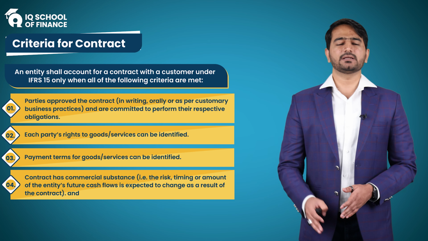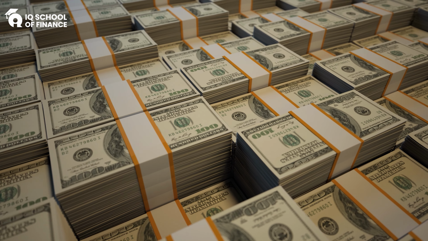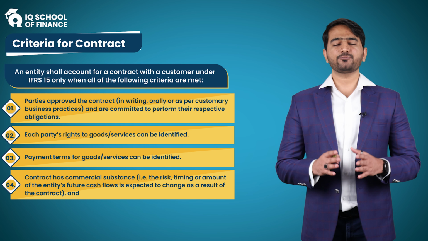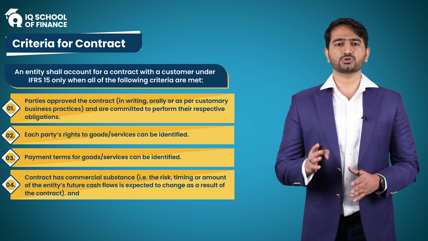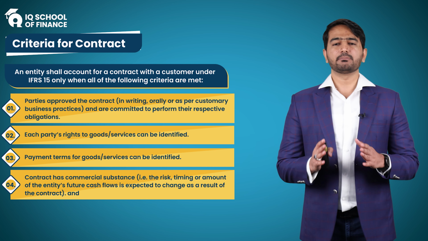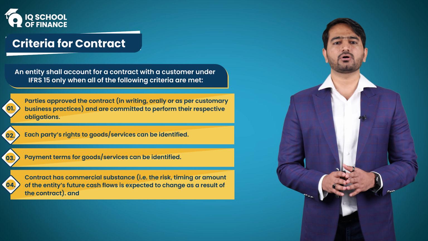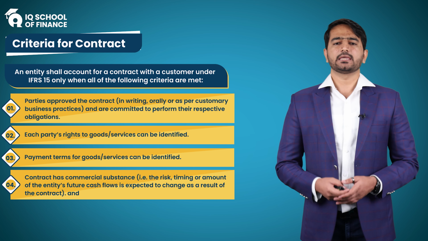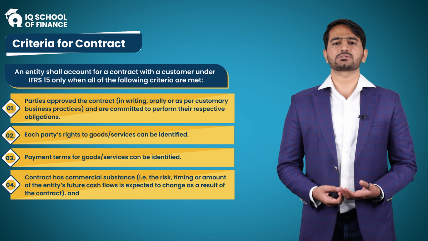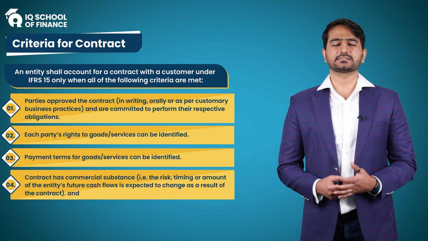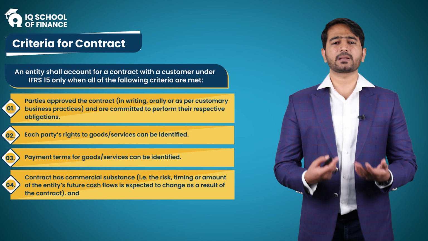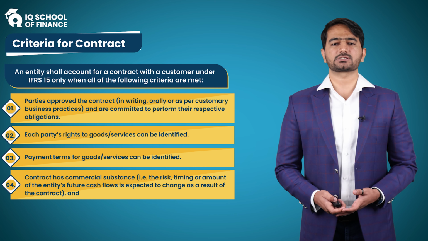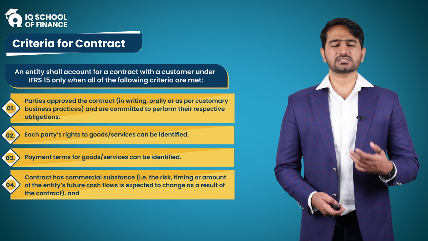That is, the risk, timing and amount of the entity's future cash flow is expected to change as a result of the contract. In the fourth criterion, it is said that the contract should have a commercial substance. It means this contract should be an arm's length contract between independent market participants. For example, in case of a transaction between group companies or between related parties, the contract may be executed at a price that is not the market price, or the transaction is not on an arm's length basis, or the transaction does not have a commercial substance.